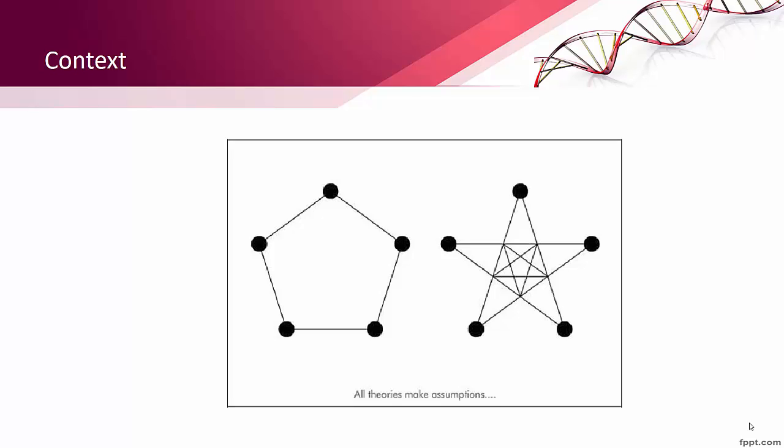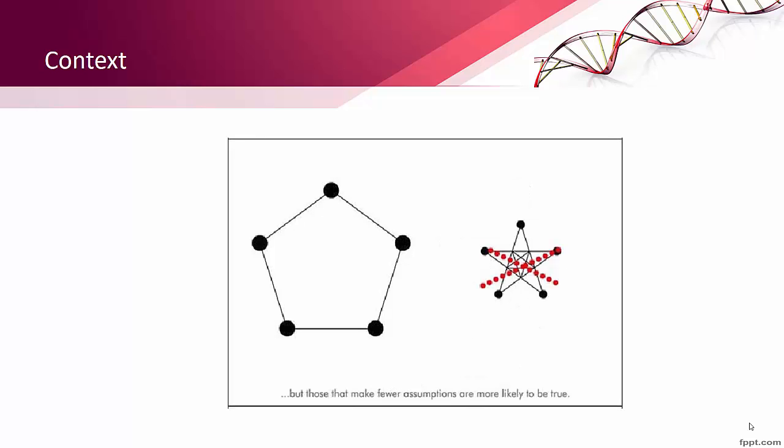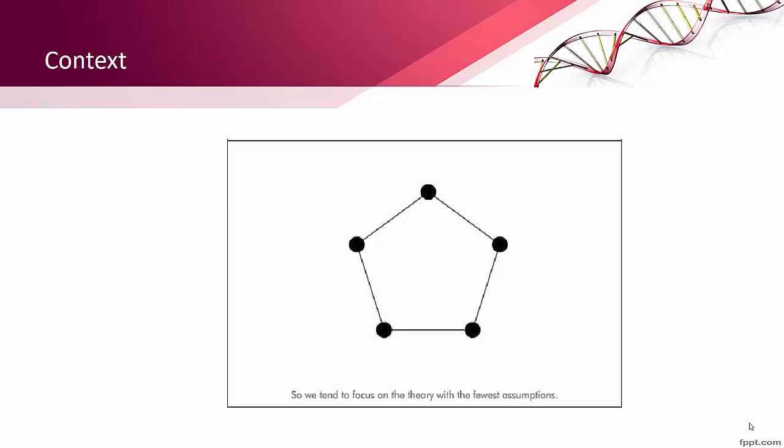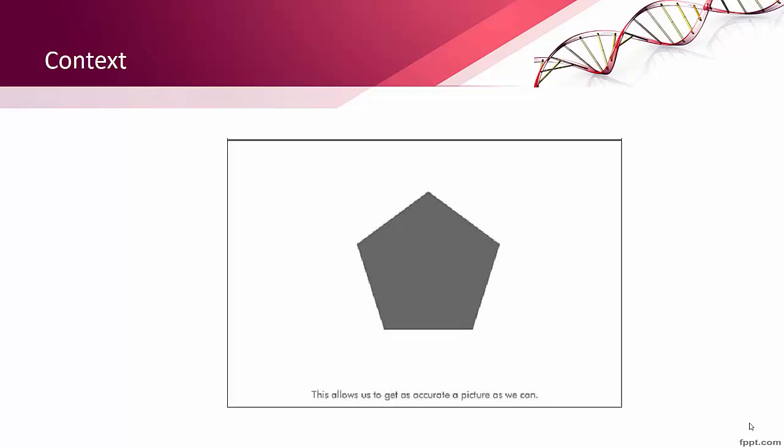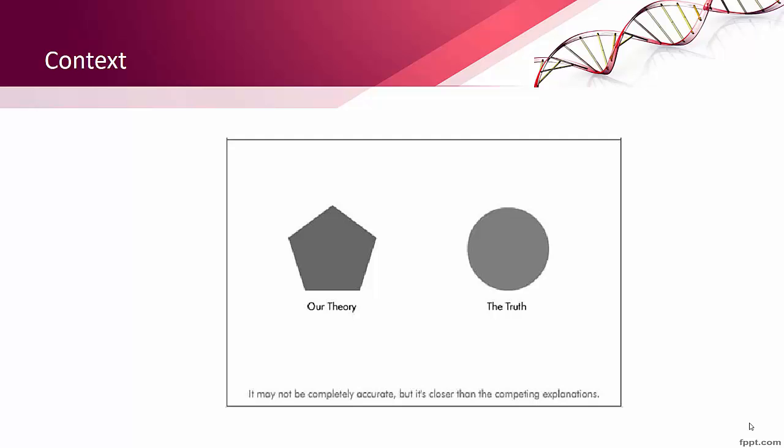All these theories have some assumptions about them. However, we want to stick with the ones that make the fewest number of assumptions. Those are the ones that are more reliable. And so we have our theory here, and we create a picture from it. And while it may not be identical to the truth in the real world, we get there.